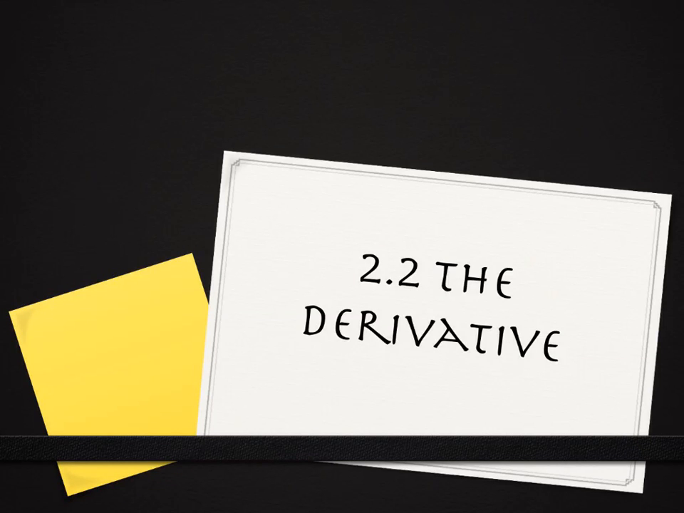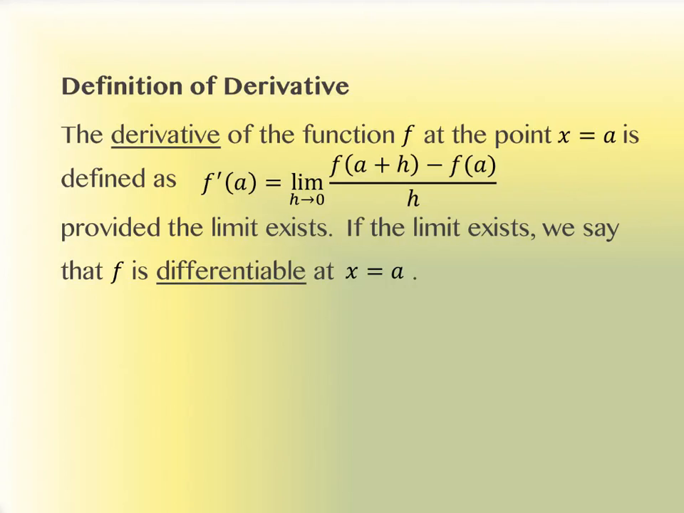Section 2.2 could almost be just an extension of 2.1. It has a different name, but to be honest, it's really not a different kind of material. So this section starts out, and it has the title, The Derivative. And the first thing we're going to encounter is two different definitions. So this is the definition of a derivative.